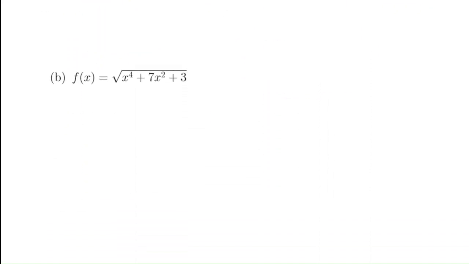Let's do another example. Here we have the square root of x to the fourth plus 7x squared plus 3. Whenever we see a root and we're doing a derivative, we want to rewrite it so that it doesn't have a root, so it has an exponent instead. Okay, so we have this inside part here raised to the 1/2 power. Now again, we have an inside function, x to the fourth plus 7x squared plus 3, and the outside function in this case is just x to the 1/2 power, or the square root of x.